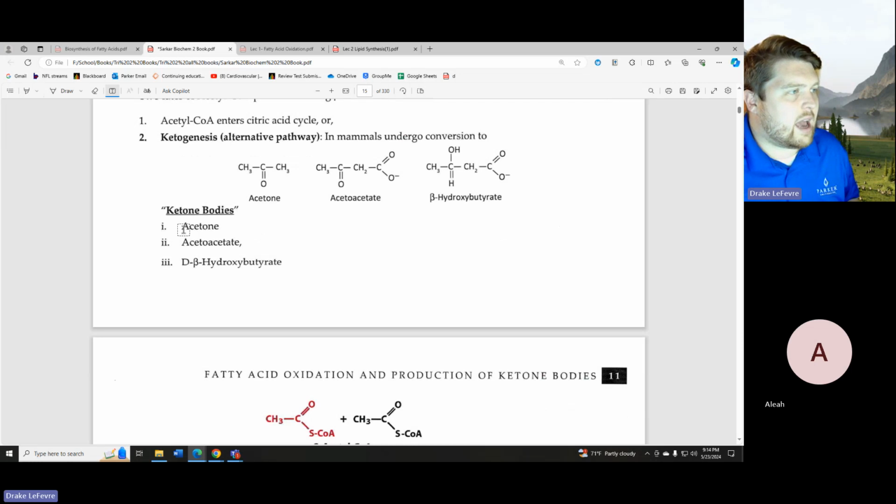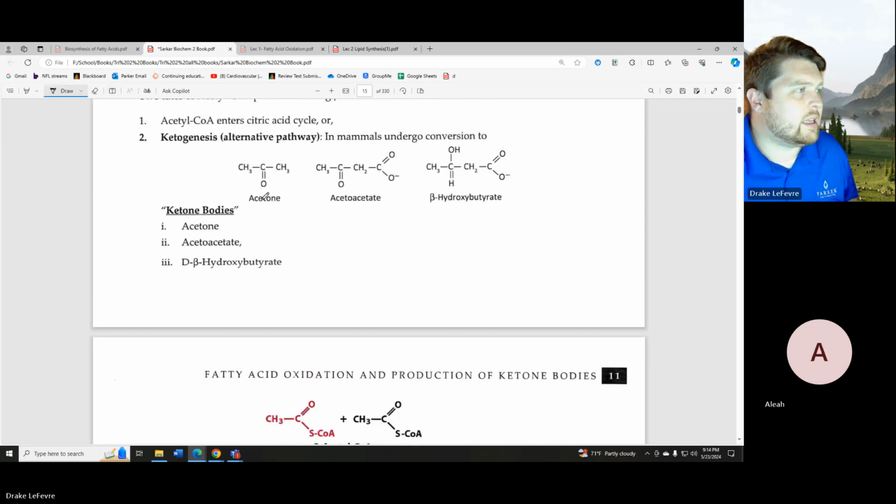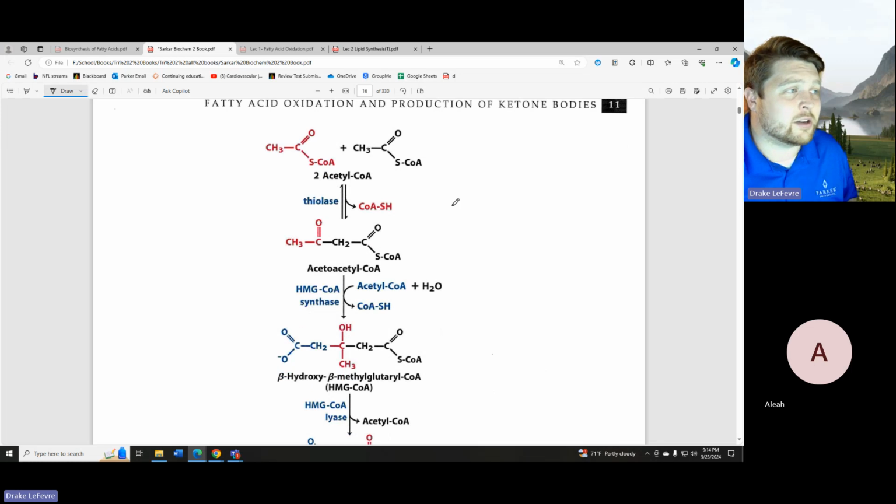So we have acetone, acetoacetate, and then D-beta hydroxybutyrate. These are our 3 ketone bodies. Unfortunately, this is just another step-by-step that you need to write out, memorize, learn it well enough.